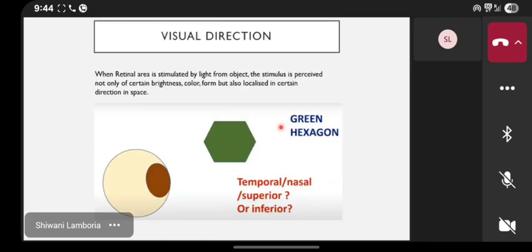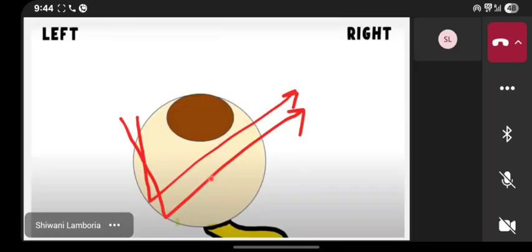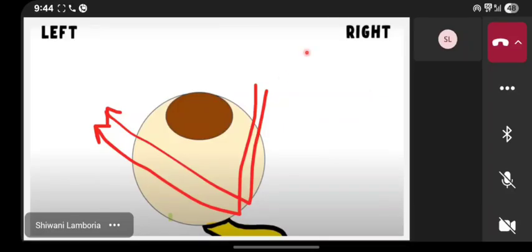Visual direction: when the retinal area is stimulated by light from an object, the stimulus is perceived not only as of a certain color, brightness, or form, but it is also localized in a certain direction in space, for example, temporal, nasal, superior, or inferior. So, for example, here is the object and it stimulates the retinal area on the left side of the fovea, so the image will be localized on the right side, and vice versa. If the object is here and it stimulates the right side of the fovea, the image will be localized on the left side.